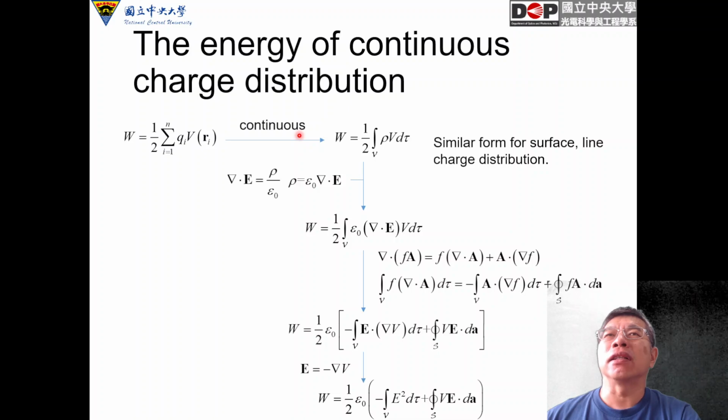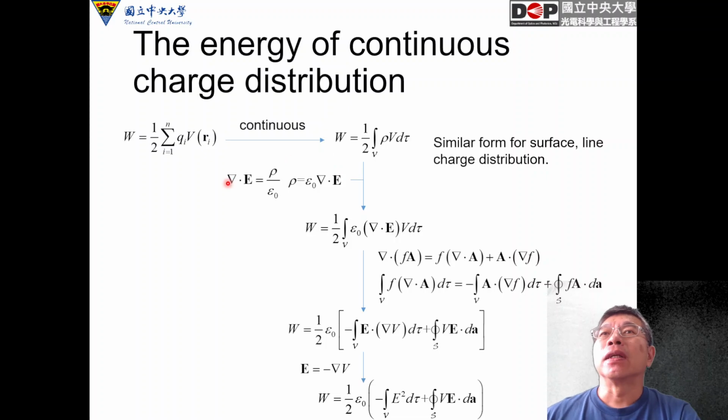Okay, now this is the discontinuous form, or the discrete charge form. So take it as continuous: we're just replacing the charge with the charge density and the potential, and writing down the potential function. So we just take the integration through the entire space, and we can have the total work done. Similarly, for the surface and line charge distributions, it is all the same.